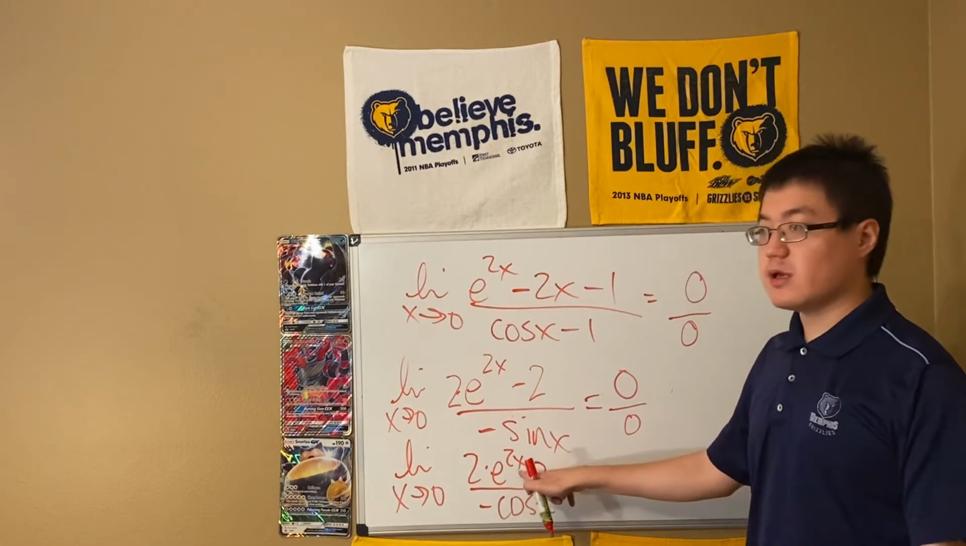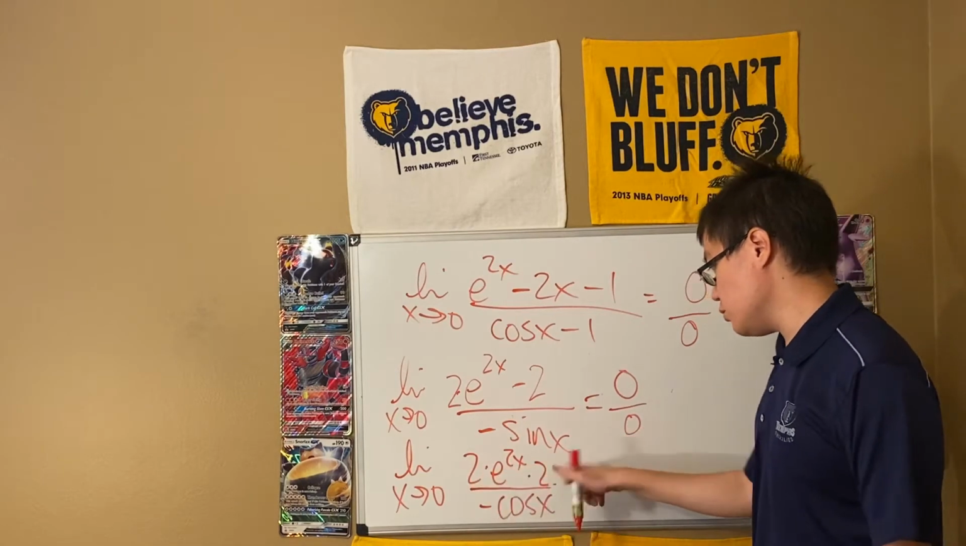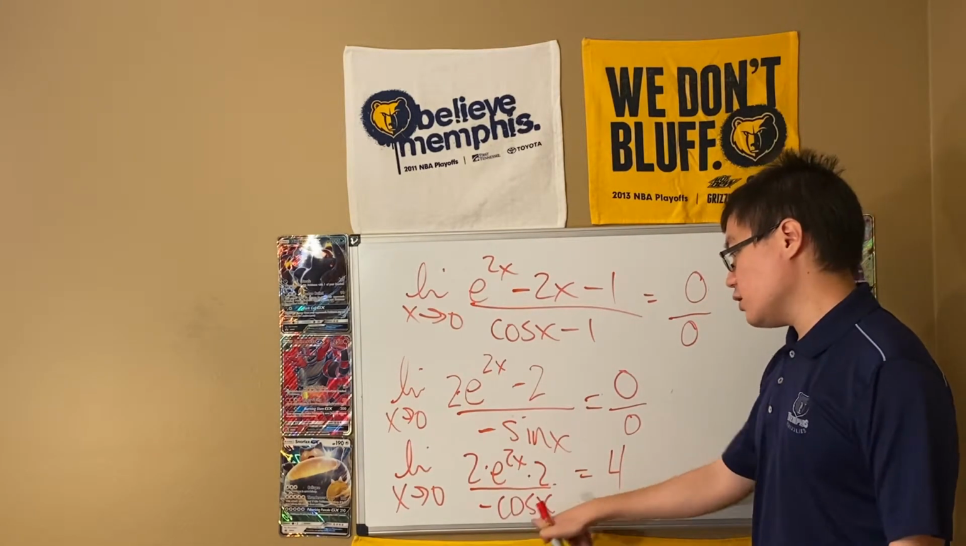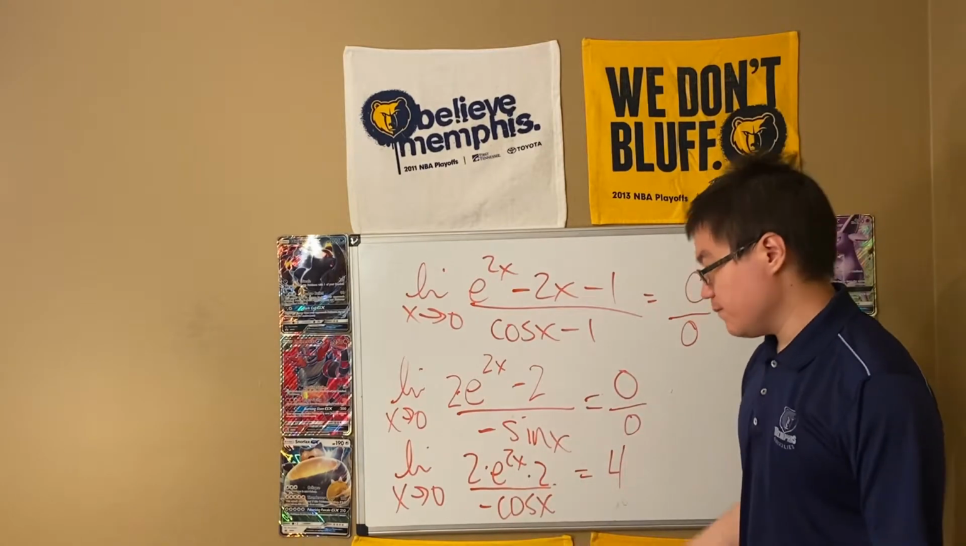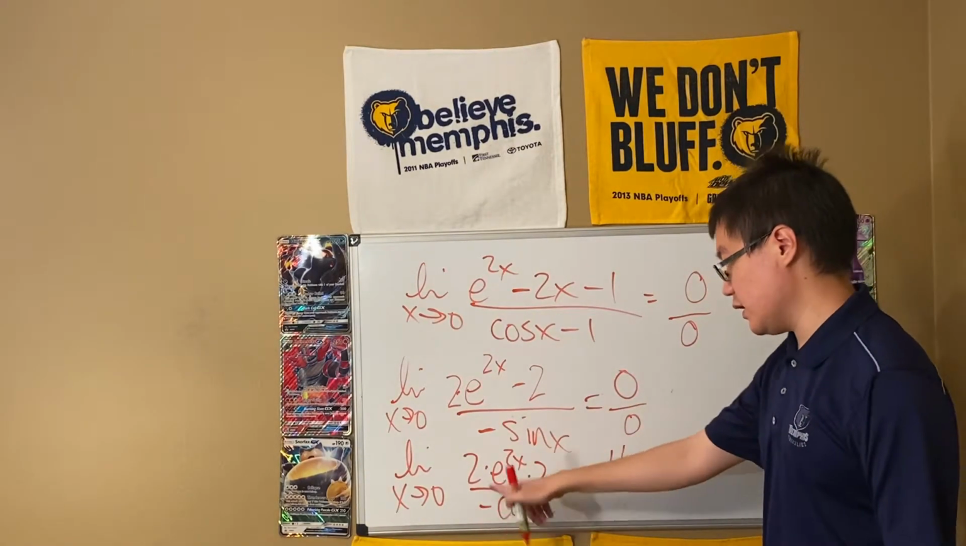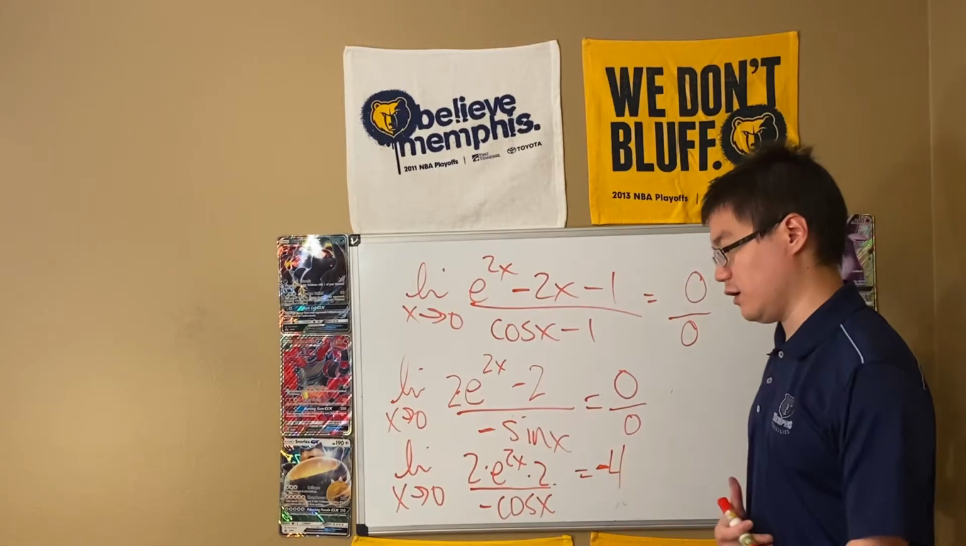When you plug in 0, you'll get e to the 0. Then you get 2 times 2, that's 4. Then we get cosine of 0, that's 1, just like from before. There is this negative in front, so it looks like my final answer is negative 4.